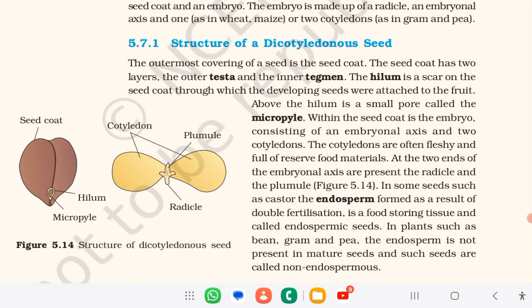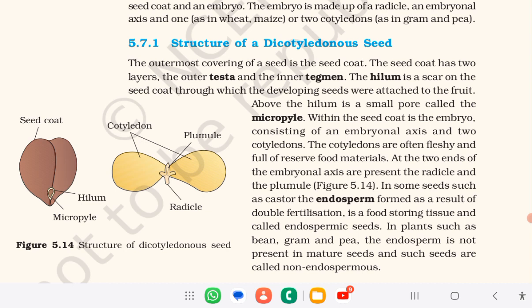Within the seed coat is the embryo, consisting of an embryonal axis and two cotyledons. The cotyledons are often fleshy and full of reserve food materials. At the two ends of the embryonal axis are present the radicle and the plumule. See figure 5.14.